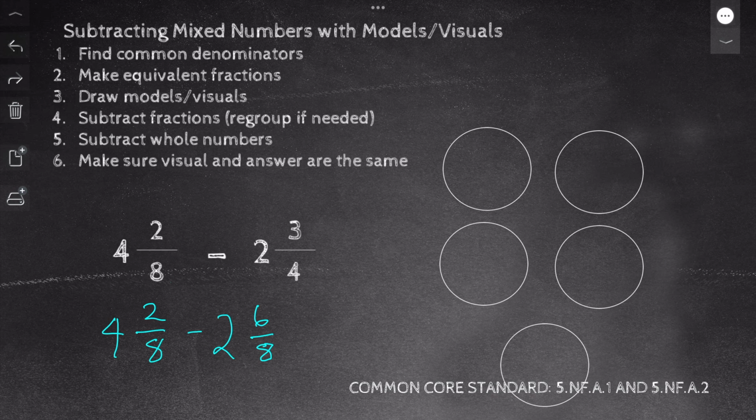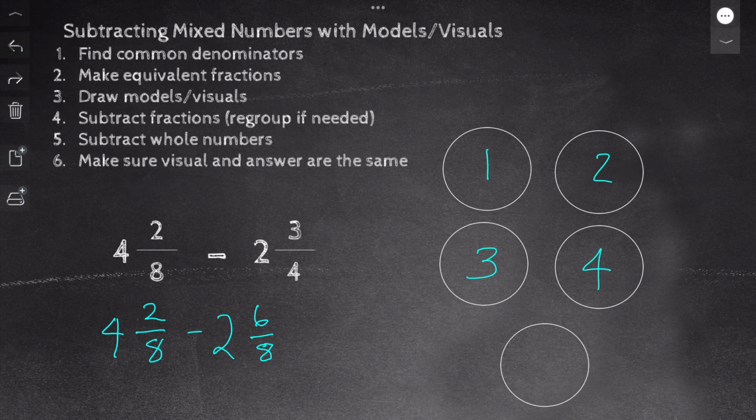I'm going to go ahead and draw my visual. I'm going to start out with 4 wholes. And on my last one, I have 2 out of 8 pieces, so I need to make eighths. And if you don't know how to make your visual fractions, I'll leave a link in the description to that too. So 4 2/8 has 2 out of 8 pieces, 1, 2.